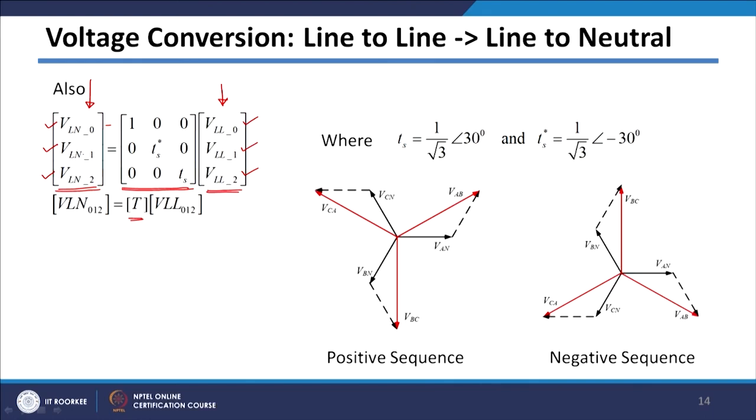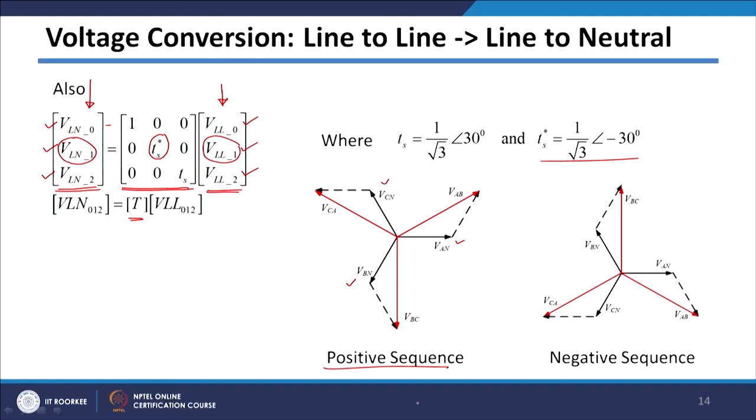If you see line to neutral voltage and line to line voltage in positive sequence, they are related by this TS star, which is represented by this, and this can be easily understood by this positive sequence figure here. So you can see that in positive sequence this is your VAN, VBN, VCN.